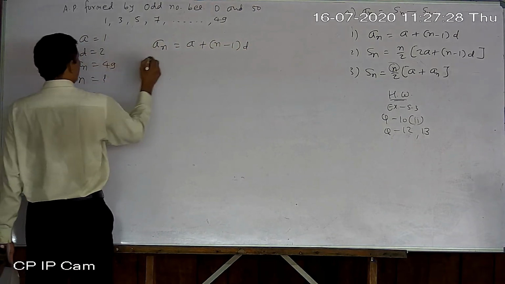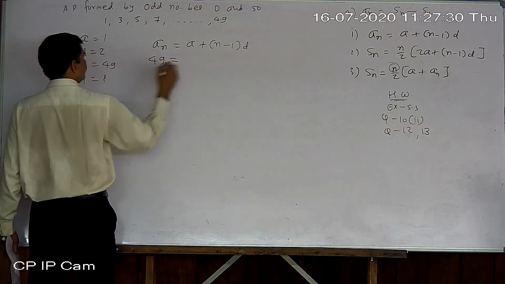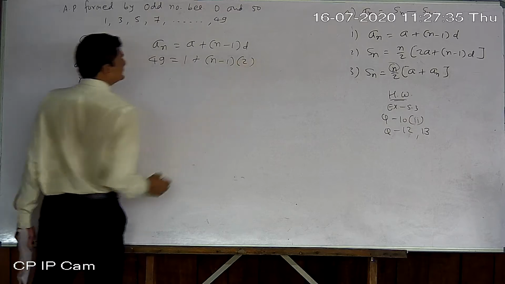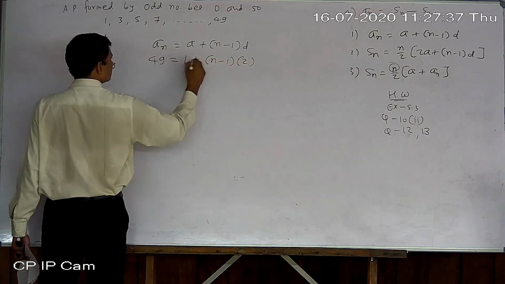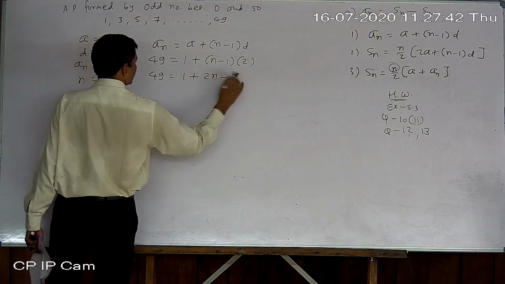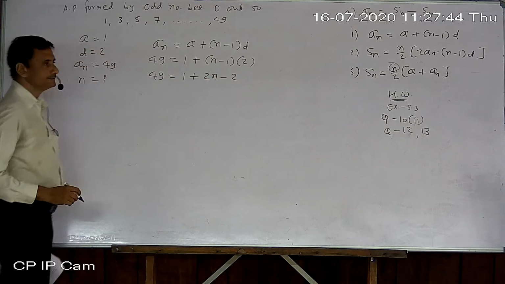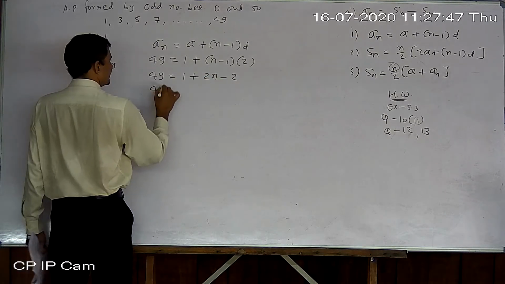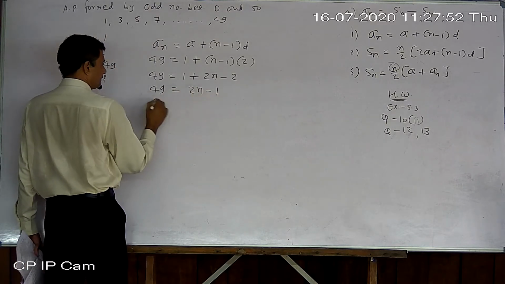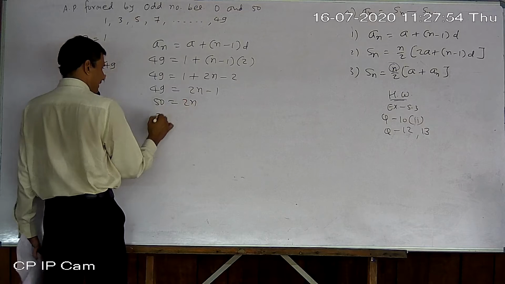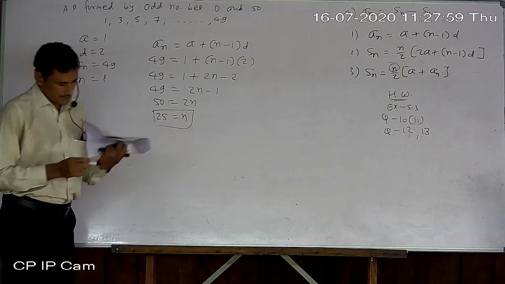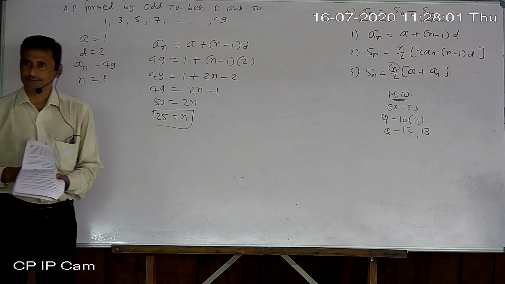Okay. Write down all values listed here. 1 plus n minus 1 into 2. So 49 equals 1 plus 2n minus 2. So 49, 2n minus 1, plus 1, 50 equal to 2n. Divide by 2, 50 by 2 equal to n. So we got n equal to 25.